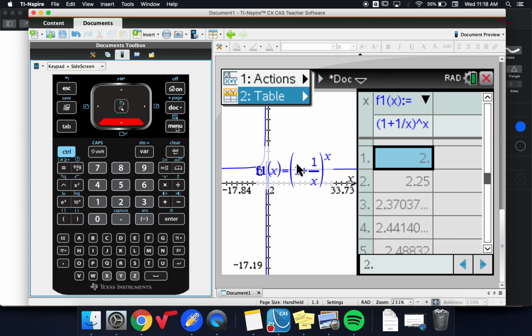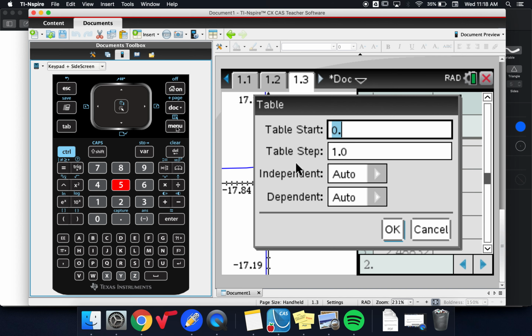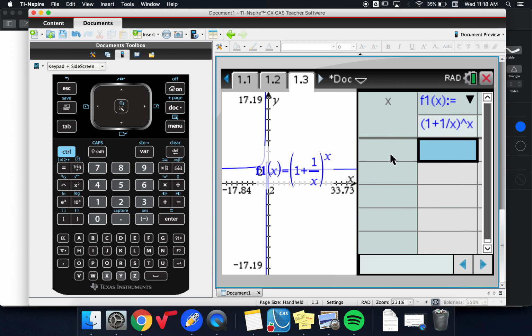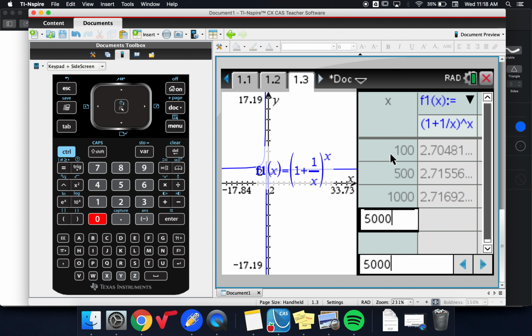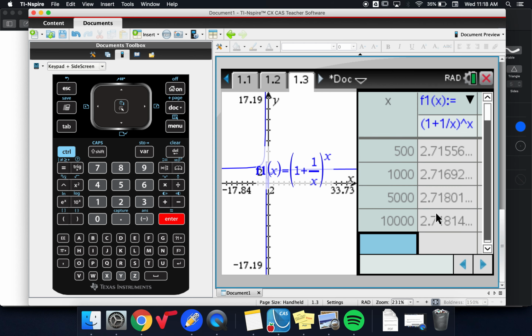So I'm going to take my menu, go into my table, and I'm going to edit the table settings to make my independent variable one that I ask about. So instead of automatically filling in the x's, I'm going to say, ask me what I want for x. So let's see what happens when x is 100. And if x is 500 and 1,000 and 5,000. All right, hopefully this number is looking familiar to you. And this number appears to be going towards e.